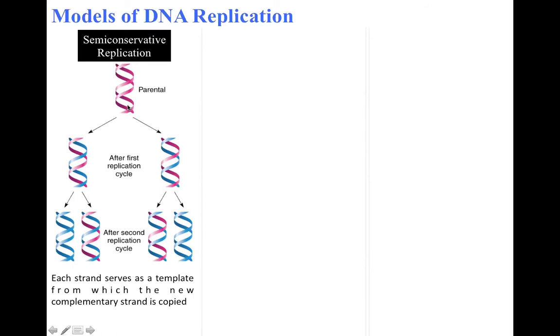After the first round of replication, each strand serves as a template strand for the synthesis of a new strand. So this blue color one is the newly synthesized strand and the pink one is the old strand. The old strand serves as a template to synthesize this new blue color strand. Similarly, the other strand acts as a template for the synthesis of another strand. So this is the second round of replication, and these two, pink and blue, will serve as template strands for the second round.